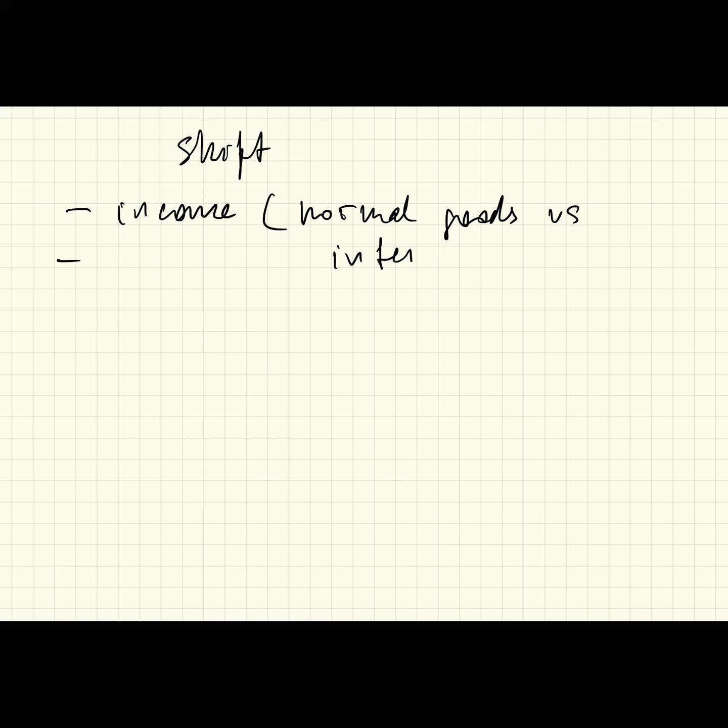So now let's talk about those shift factors. And I don't want to spend too much time. I've been talking for 10 minutes already. So, very, very briefly. We already covered income. And here you have to be careful remembering that there are normal goods versus inferior goods.